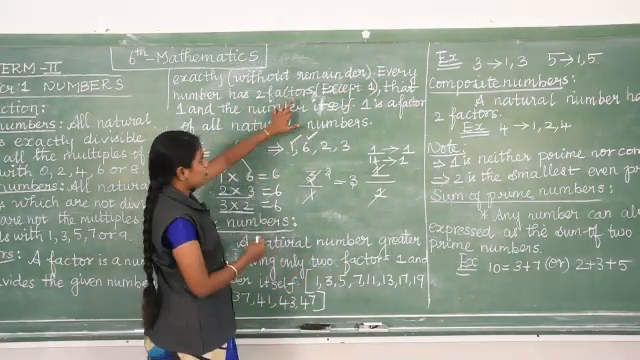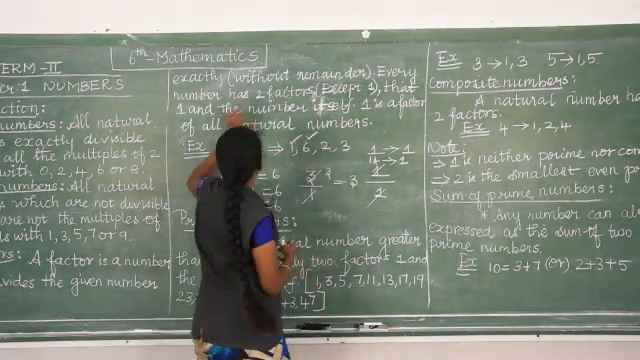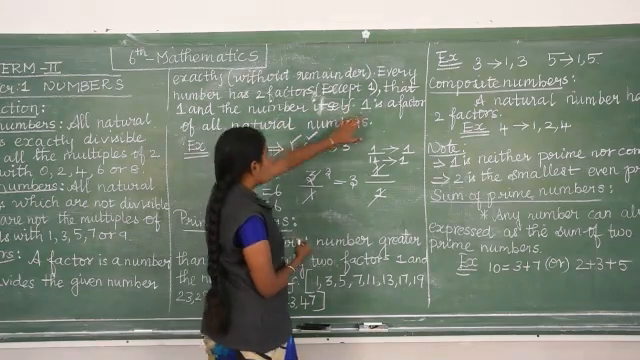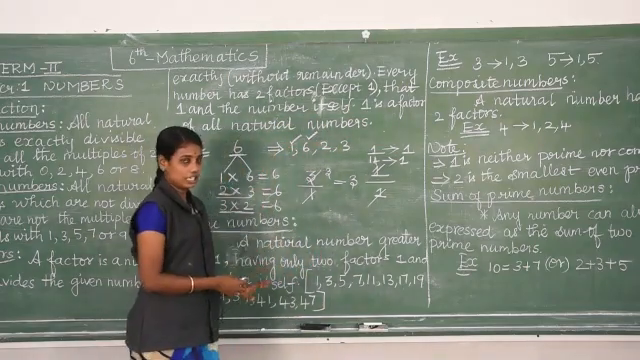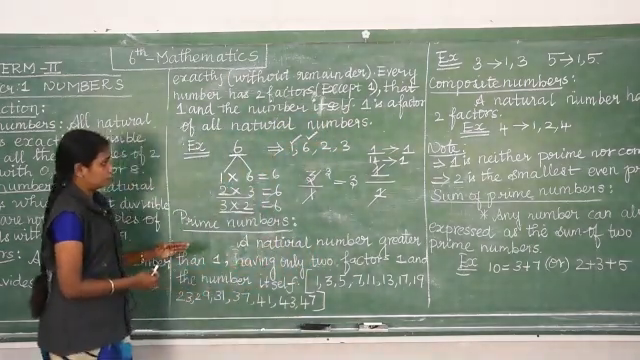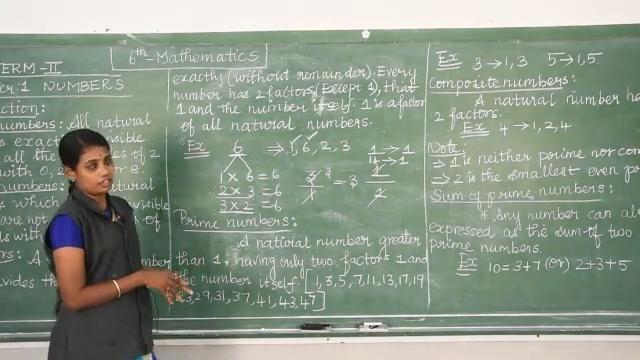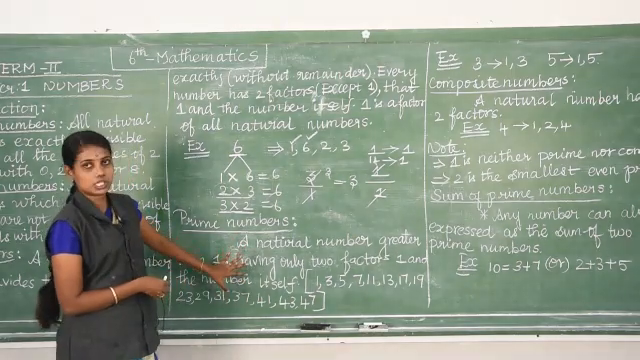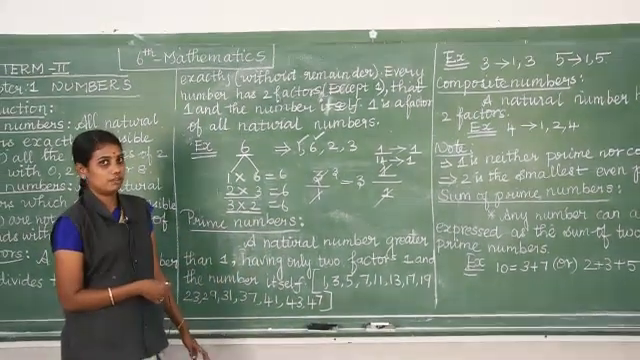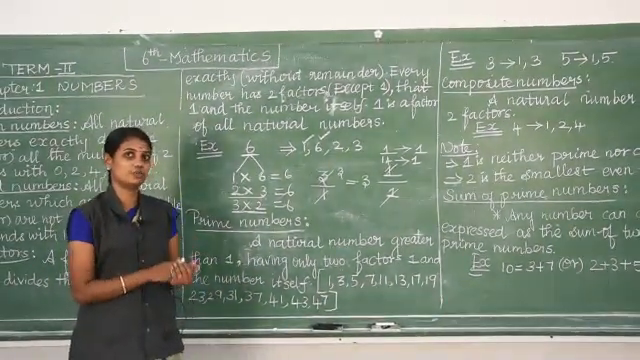Every number has two factors except one: that one and the number itself. One is a factor of all natural numbers. Next we are going for the prime numbers. Prime numbers are very important. If you know this concept, only then can we go for the problems. You are learning this for the first time, so listen to me properly.